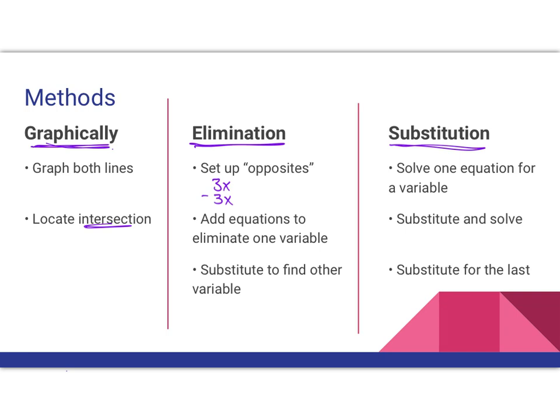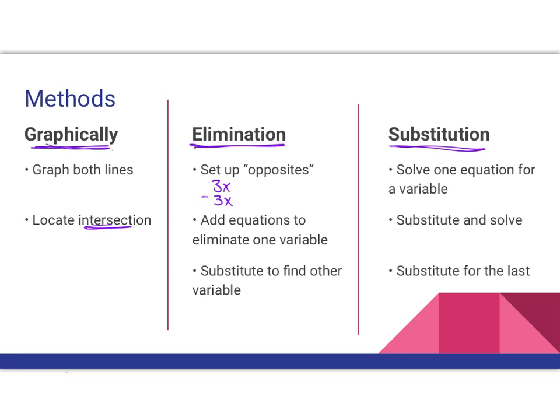Okay. Then we're going to set up opposites, and then we're going to add the equations because we're really taking 3x plus a negative 3x. We add equations to eliminate one variable, so if this was 3x plus 5y equals 10, plus 7y equals 20, then we would literally add the two equations together, and we've eliminated the x's, and we would end up with 12y equals 30. So I just added everything up.